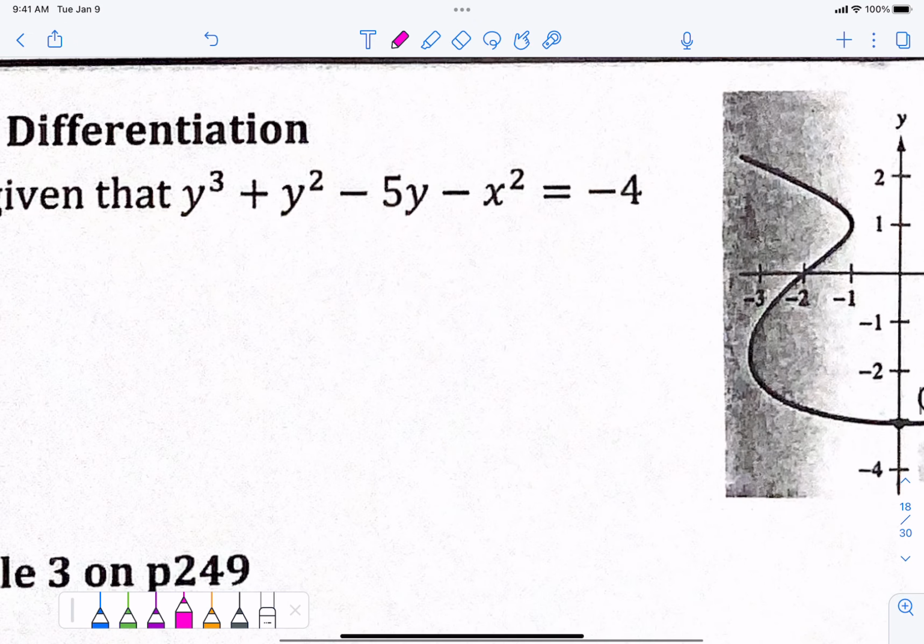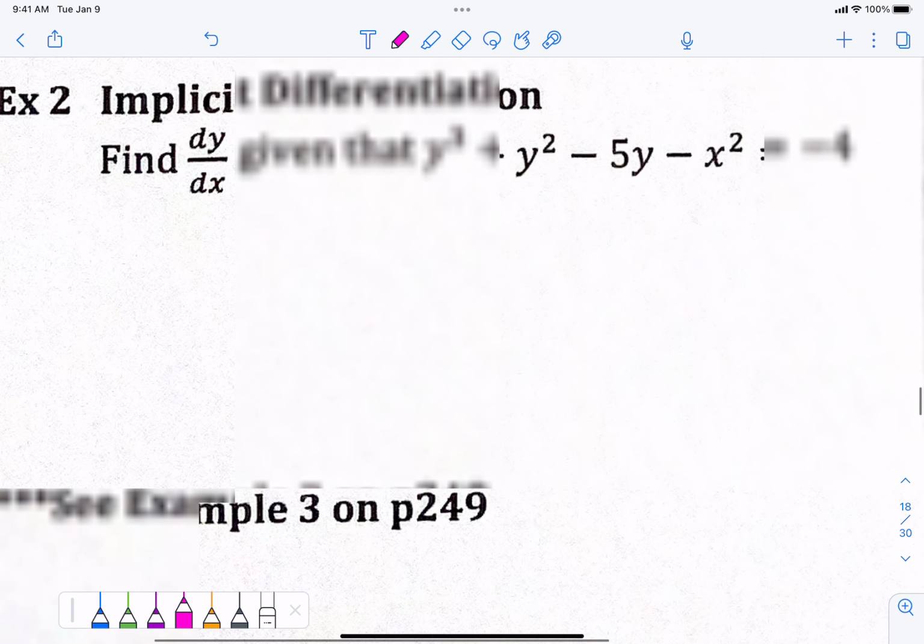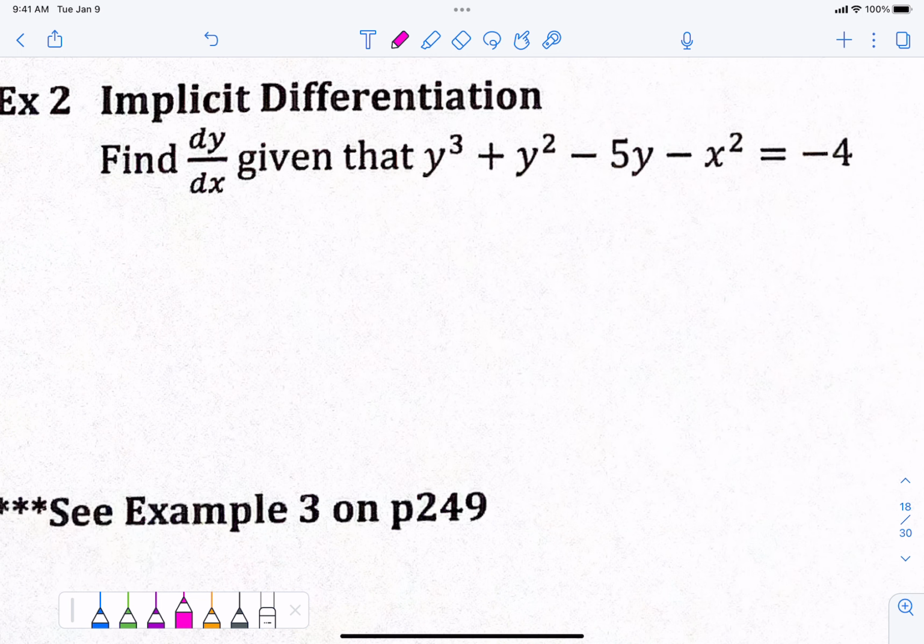Okay, here we go. All right, now we're going to do some stuff. This one, we have to do one little step further, but we're going to do all of this together. Ready for this? Okay, they want us to find dy dx.